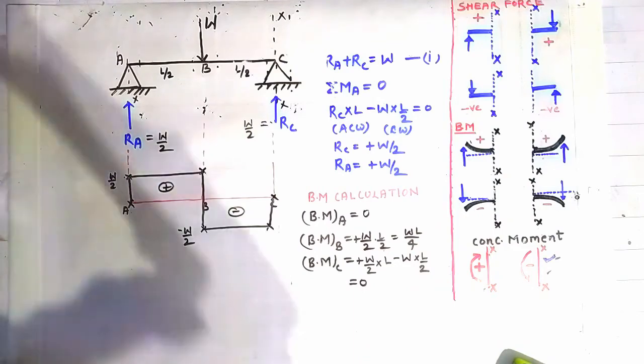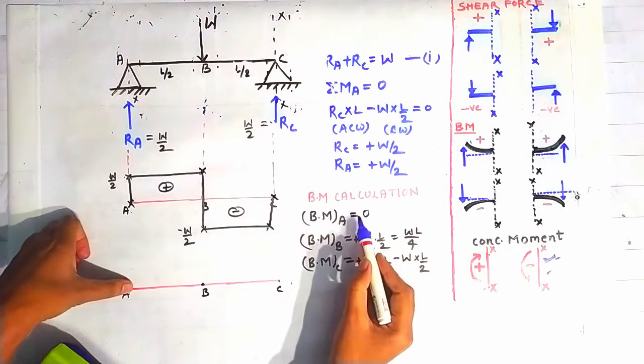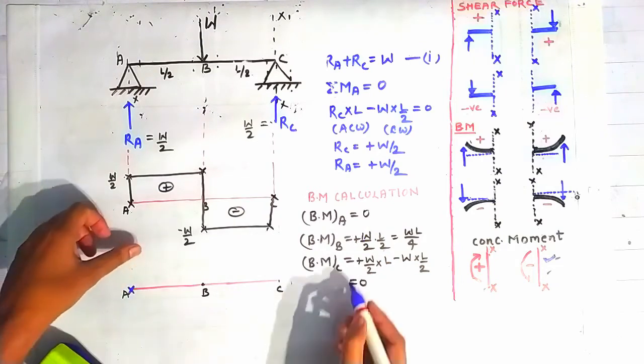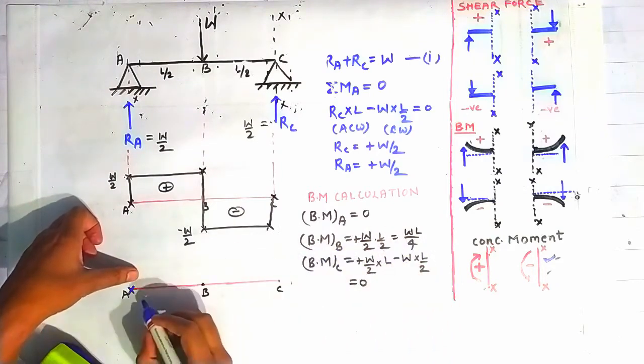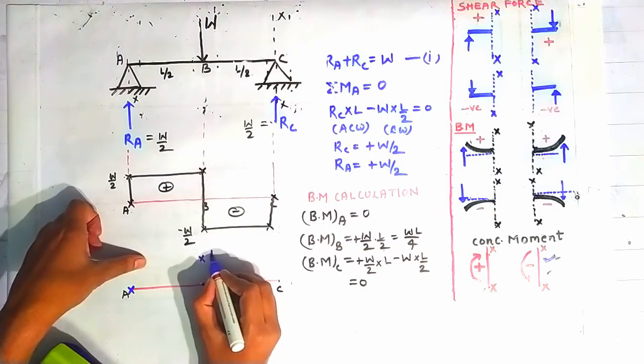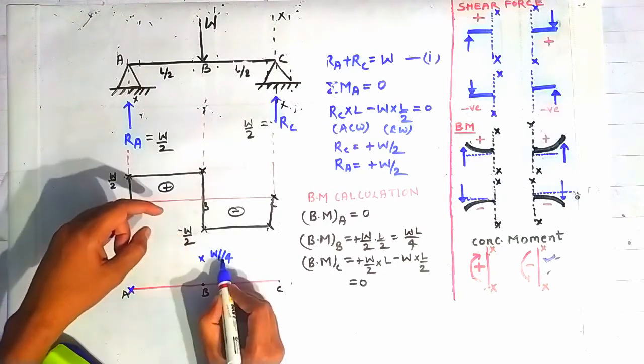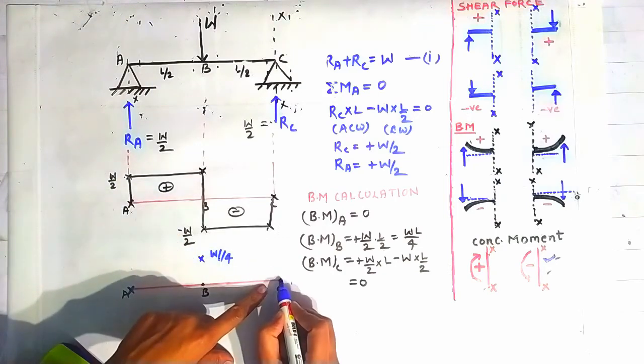Now we will draw the bending moment diagram. Now see, the bending moment at the point A is 0, so marking a cross here. Bending moment at the point B is WL by 4, so WL by 4 will lie somewhere here above this point B, and the bending moment at the point C is coming again 0.